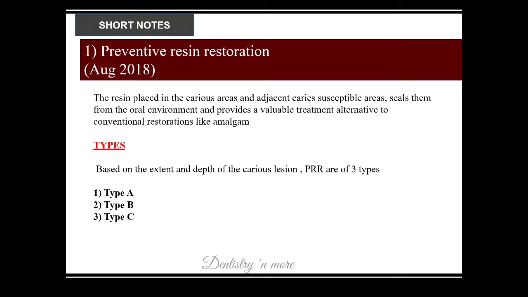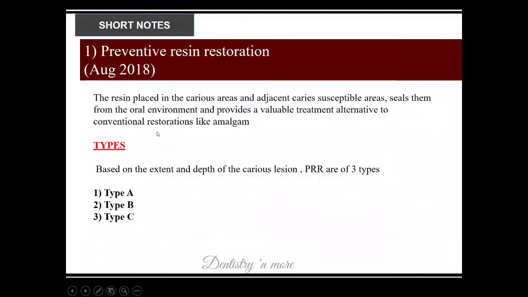Now we have a short note which is known as preventive resin restoration. The pit and fissure sealant is actually not a restoration, it is a sealant. It is a non-invasive procedure. We are doing it on a natural tooth which is likely to have caries in a future period. So we are cutting the risk. But preventive resin restoration is a restoration.